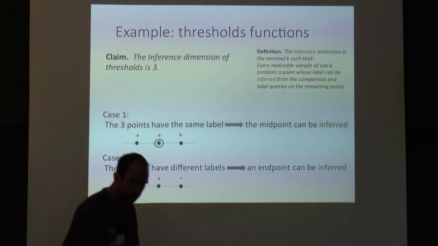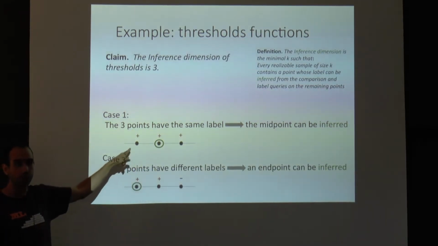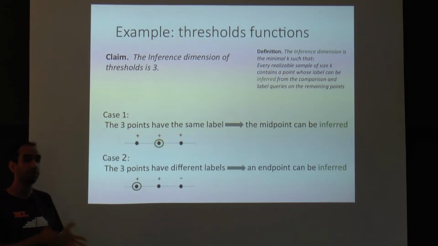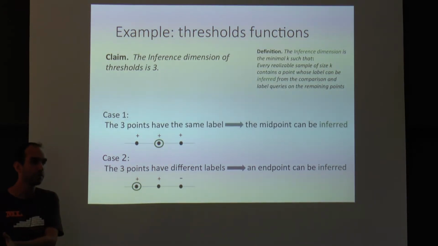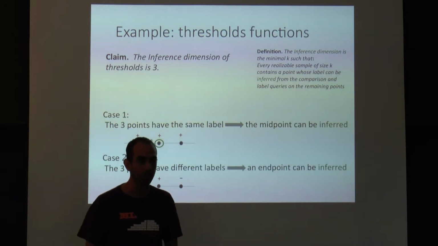And here indeed what they have said is true, because notice that we only used label queries here. There was no comparison query. So this also correlates with the fact that there is this binary search with only label queries. We didn't need comparison queries, you see? So the inference dimension only with respect to label queries is 3.